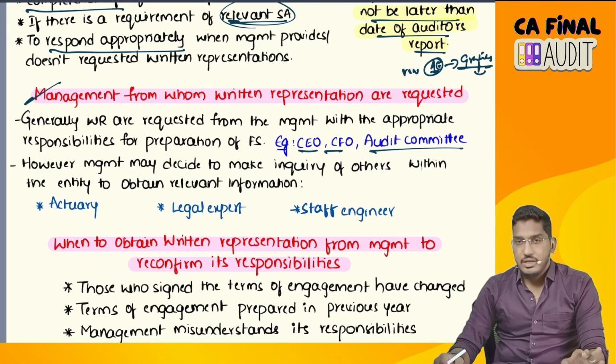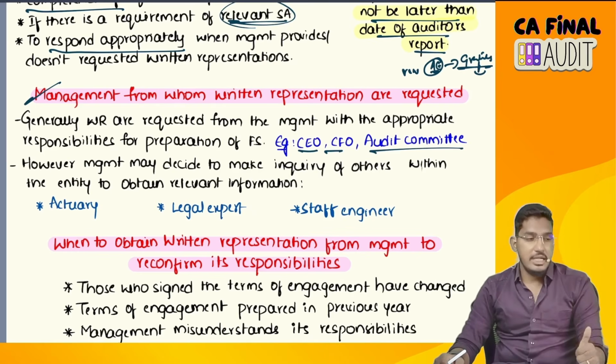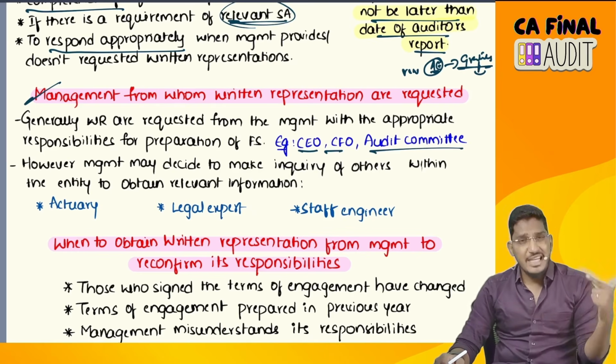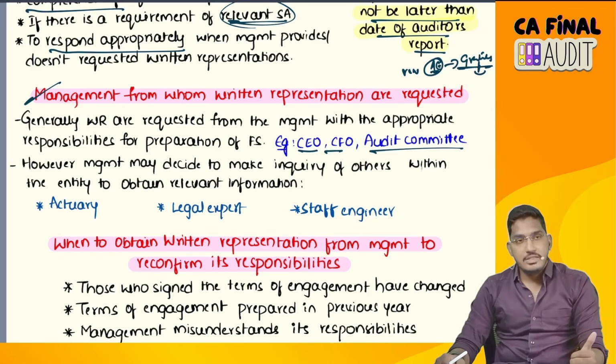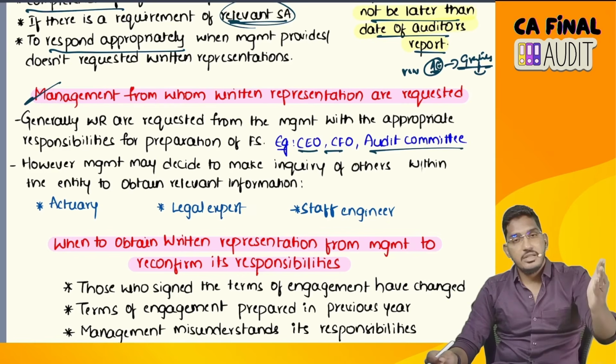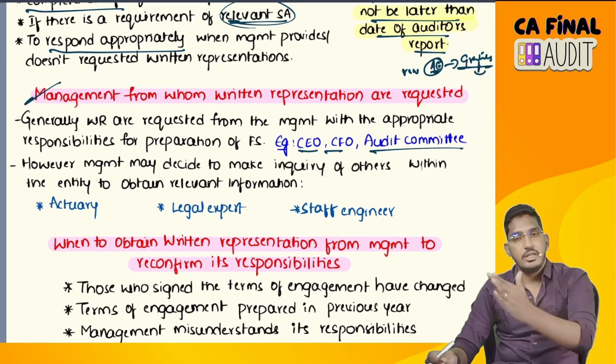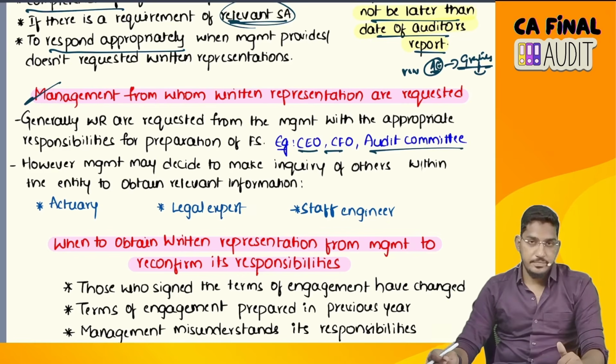The standard says that you go to the concerned management and ask for the written representation. But if the concerned management does not have the required information, it is their responsibility to go to the concerned person in the organization, get the required information, and then provide the written representation to the auditor. They simply can't wash off their hands saying that I don't have information, so I will not give written representation. They can't say it. It is their responsibility to go to the concerned person, get the required information, and provide the written confirmation to the auditor.